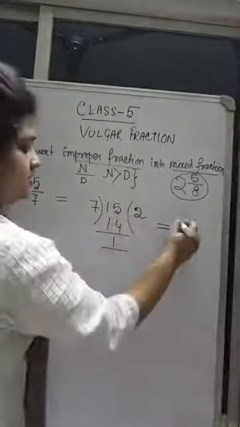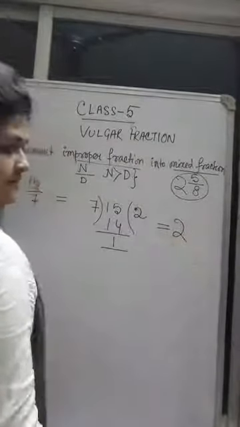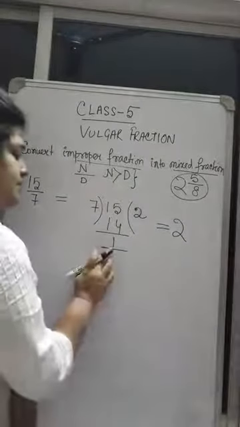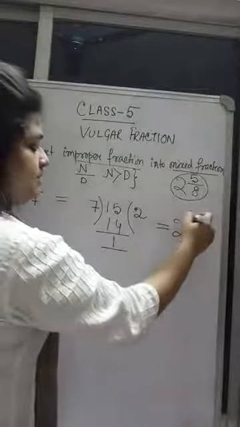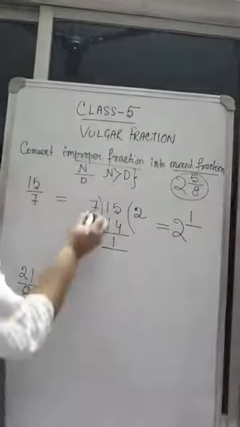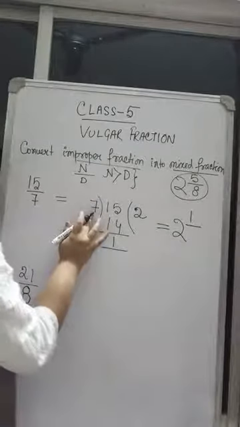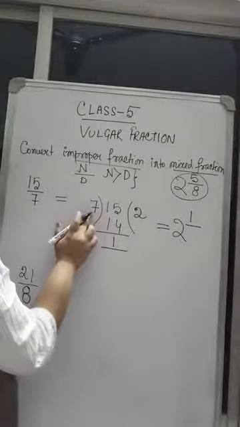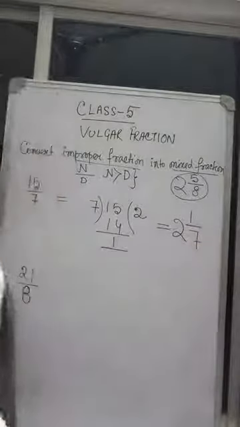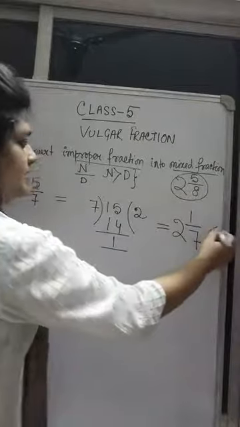The quotient that you get will be the whole number of the mixed fraction. The remainder that you get will be the top part of the fractional number, that is the numerator, by the divisor, that is with which you have divided. It will come in the denominator. So it looks like a mixed fraction.